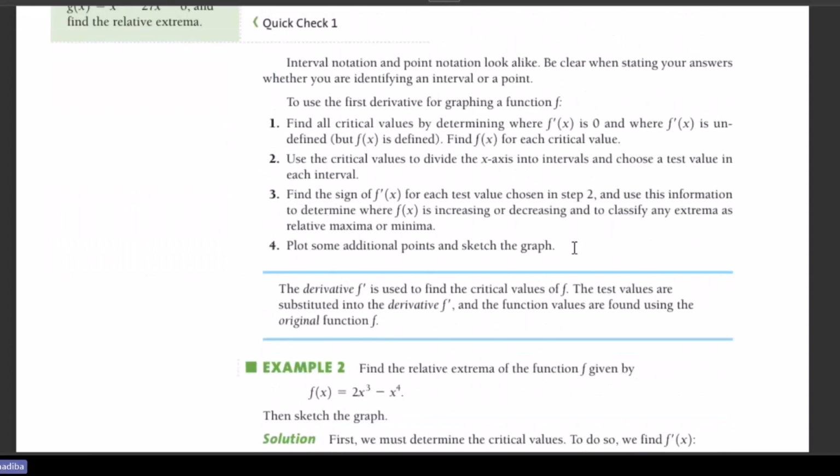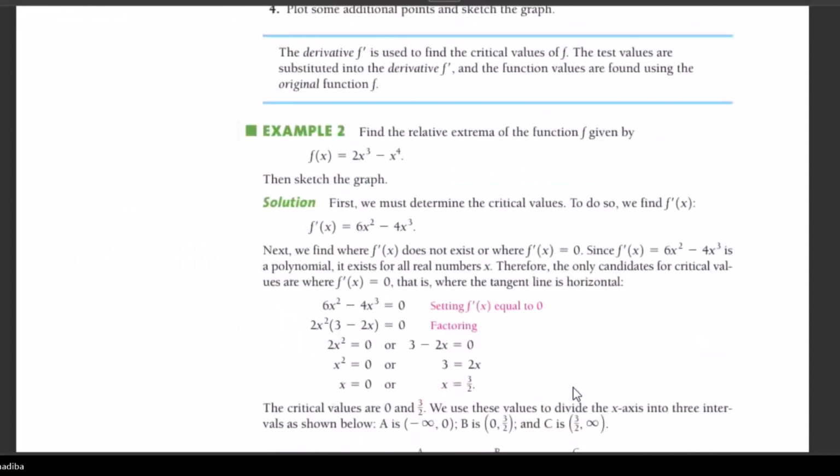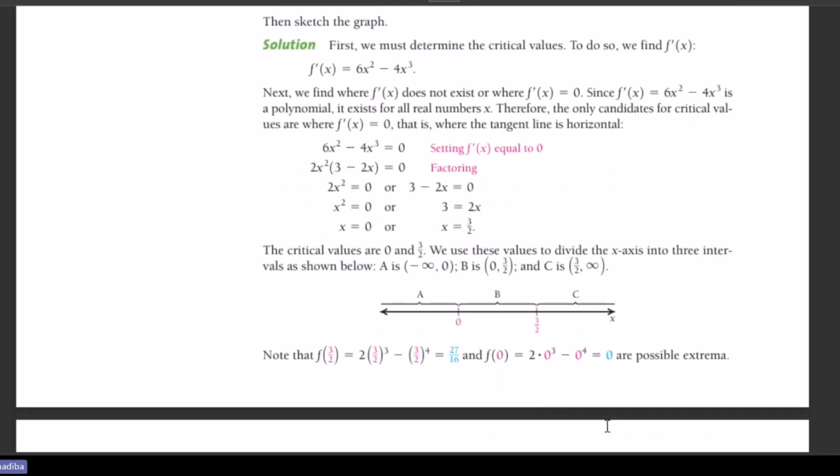Now, this graph. These are the critical points. 0 and 3/2 are the ones that we got, eh? Yes, sir. Then the critical values are 0 and 3/2. Then the intervals: minus infinity to 0, 0 to 3/2, and 3/2 to positive infinity. We agree. This is what we have, eh? Yes, sir.